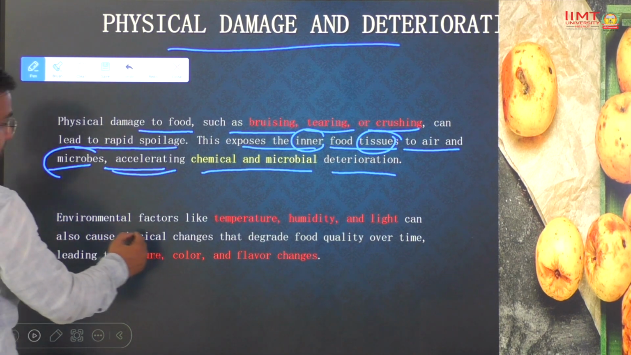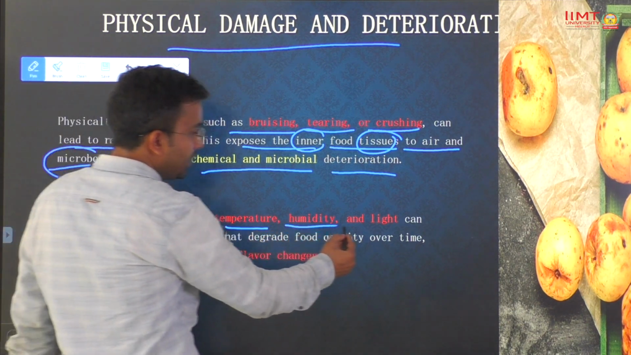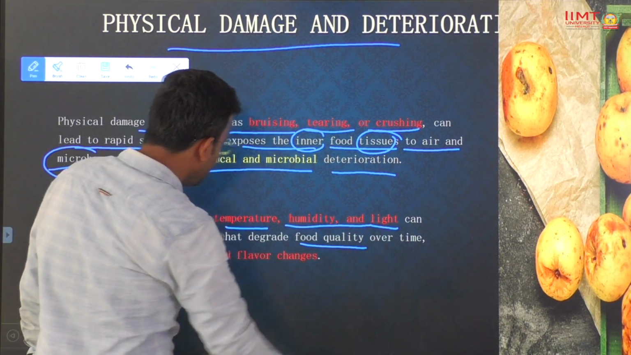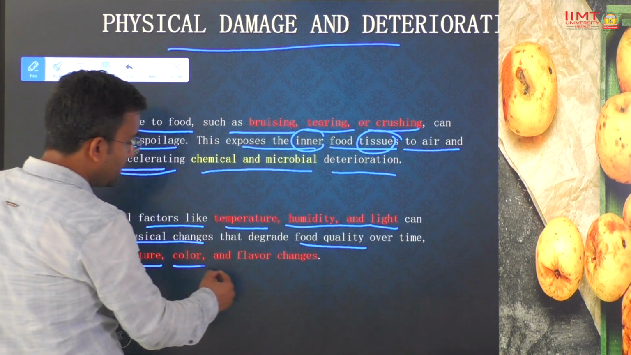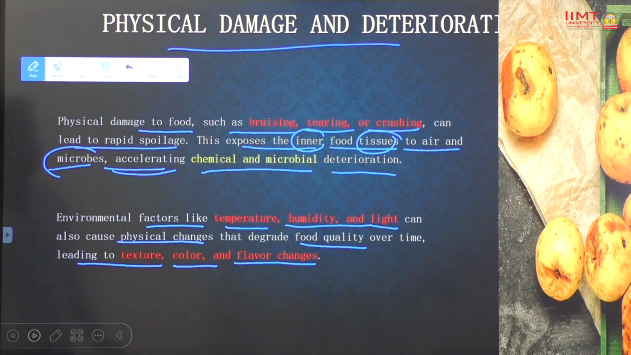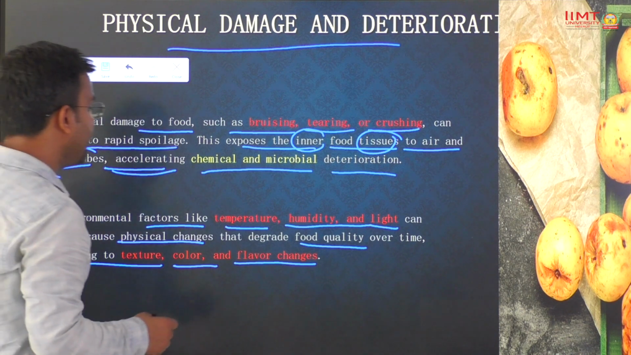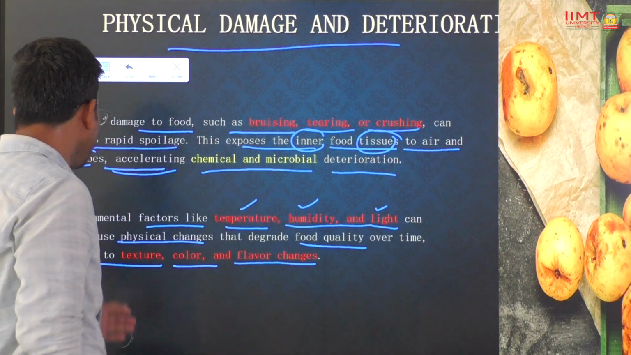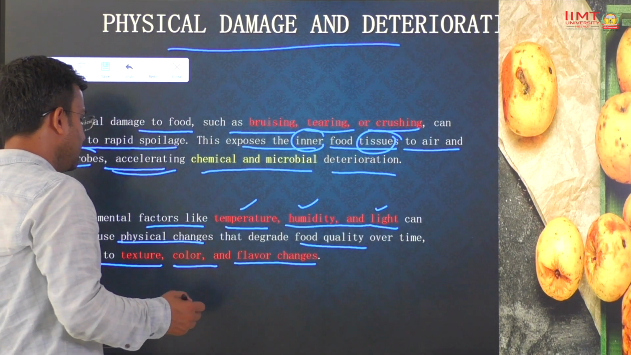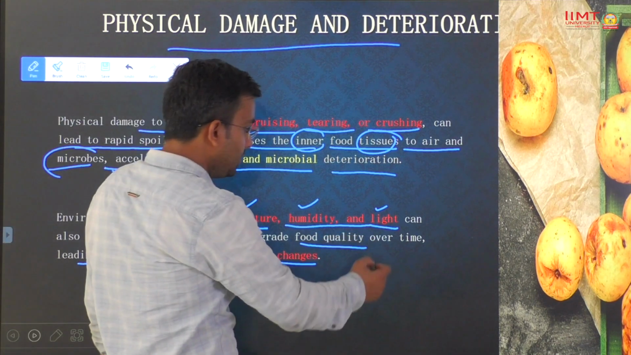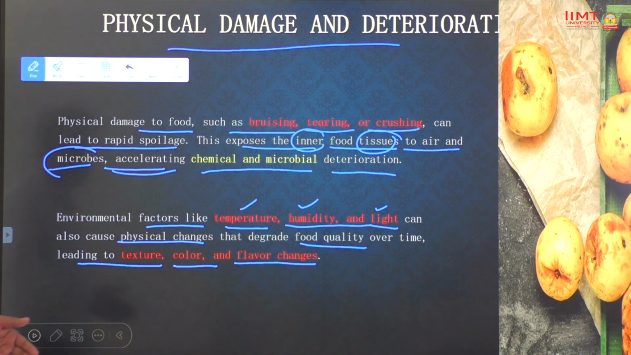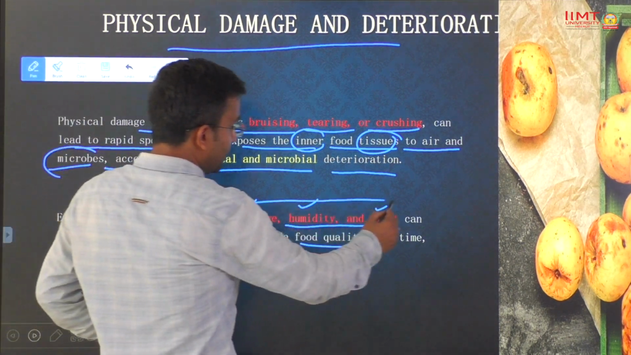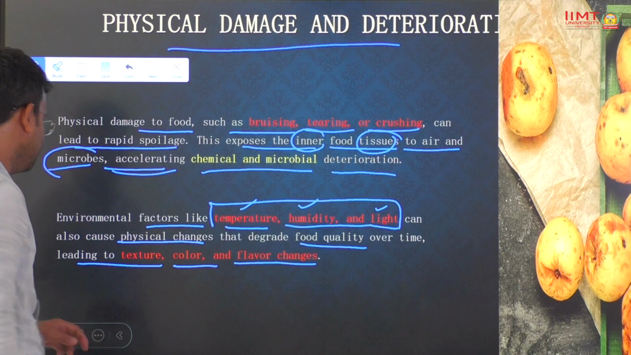Next are environmental factors like temperature, humidity and light, which can also be physical challenges that degrade food quality over time, leading to changes in texture, color and flavor. So these three parameters are environmental conditions that affect food items.